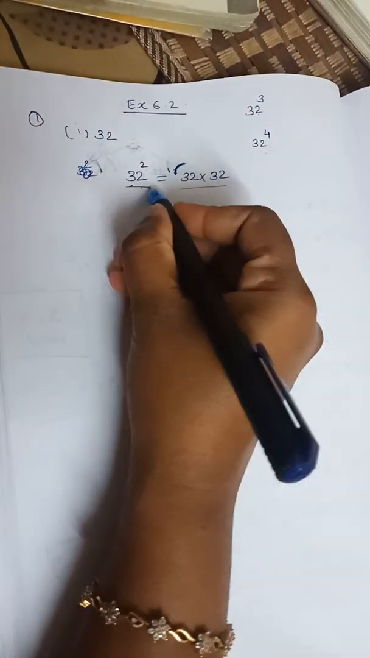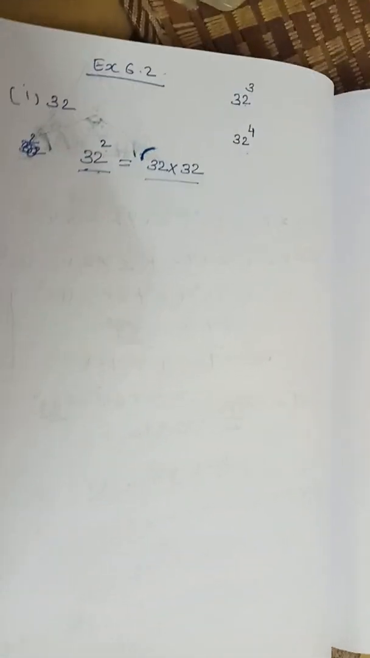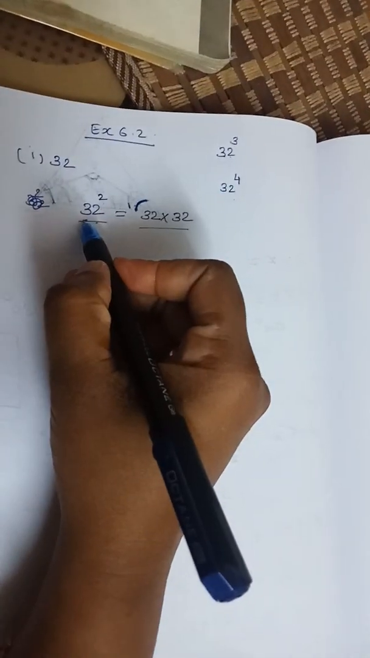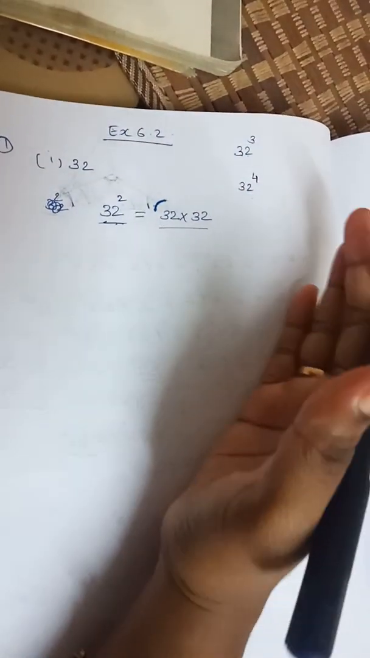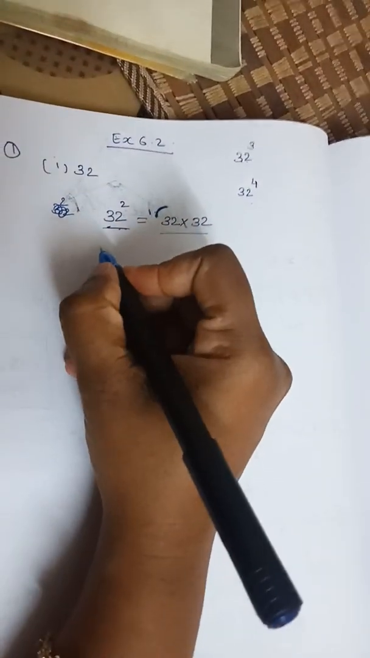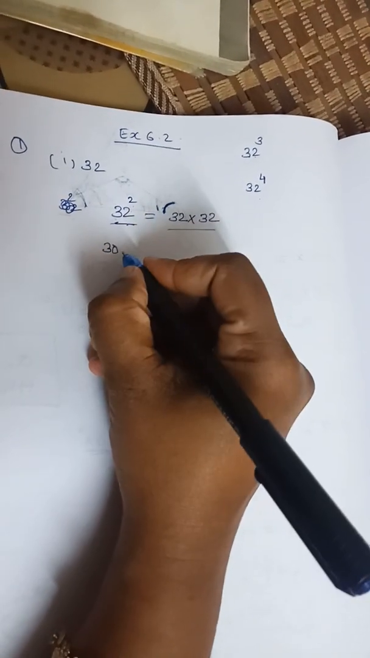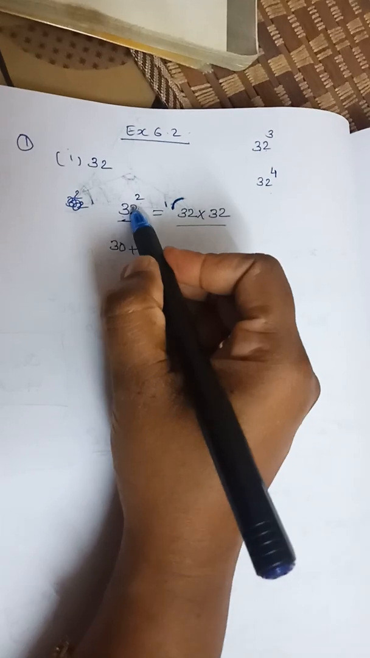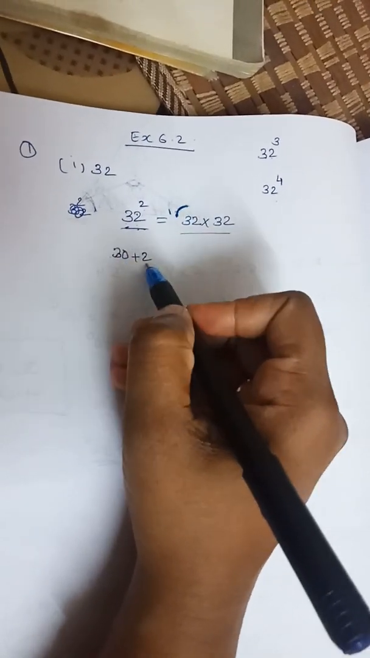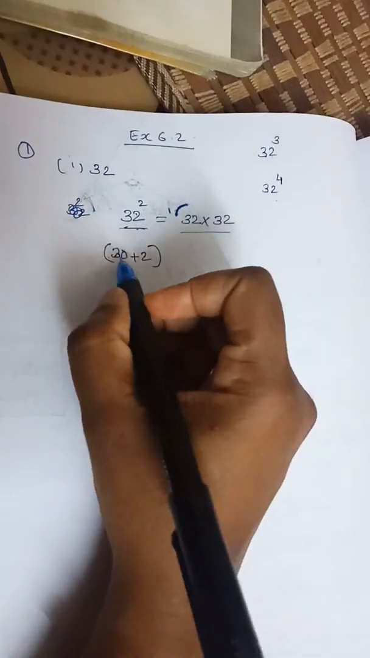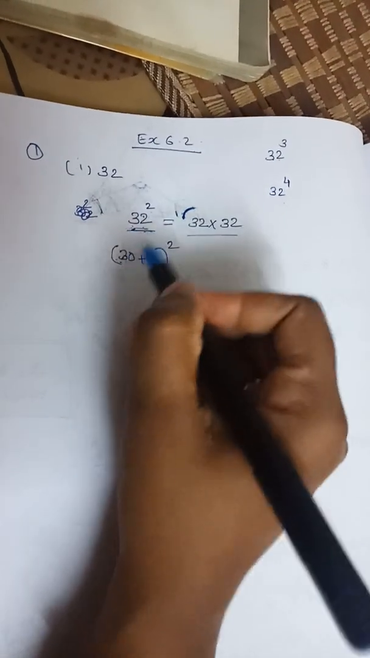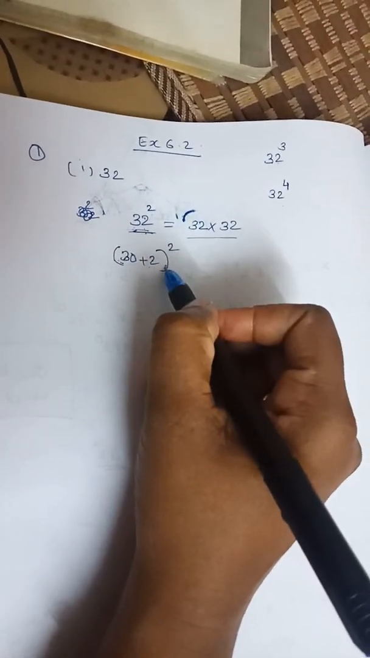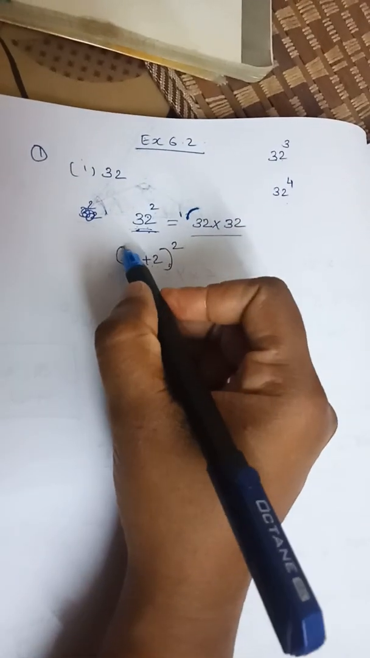So to find 32 square, first you have to convert 32 into the form of a tens digit number. Which is the nearest tens number? 32 is between 30 and 40, so the nearest number is 30. We can write 32 as 30 plus 2. So 32 square we can write as 30 plus 2 the whole square. If you are splitting a given number into two parts, then you have to use brackets here.